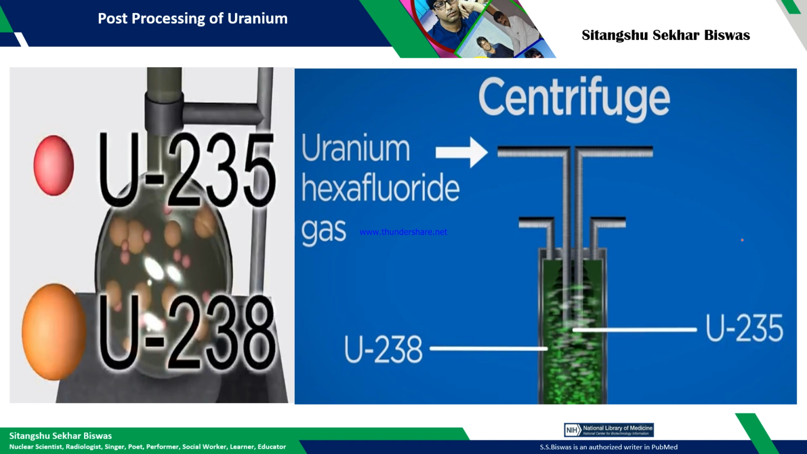Another procedure, which is very efficient and used nowadays, is called the centrifuge. A centrifuge is nothing but a rotating container or chamber, where the two hexafluoride mixtures are fed through a pipe or inlet, and then the container is rotated at a very high speed.